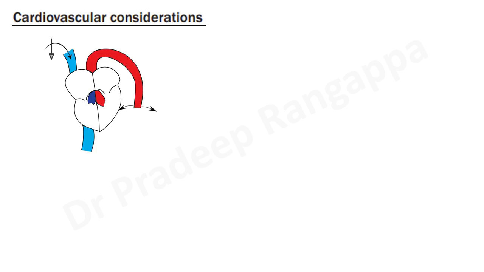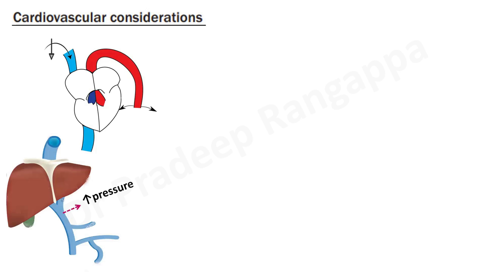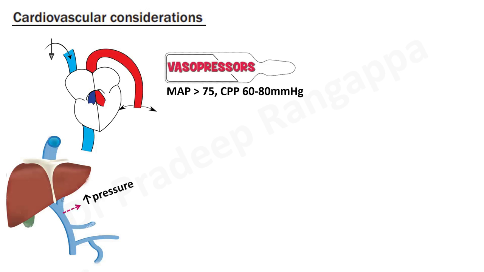As I said, this state is prevailing, and in it we see all this: peripheral arterial dilatation and reduced venous return. Increase in the portal pressure happens even in acute liver failure. So vasopressors have to be initiated upfront, after, obviously, you have looked for all the volume responsiveness. MAP has to be maintained at more than 75, and CPP, if you have an ICP monitor, should be kept at 60 to 80.